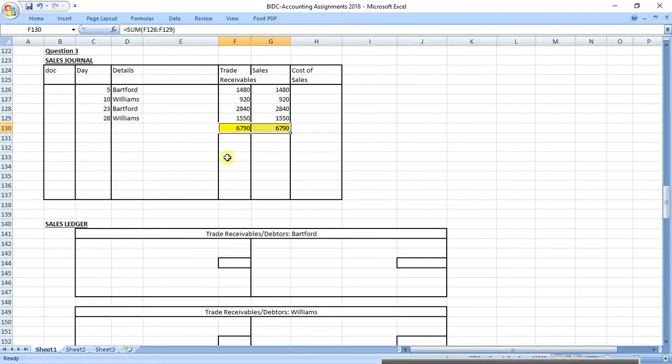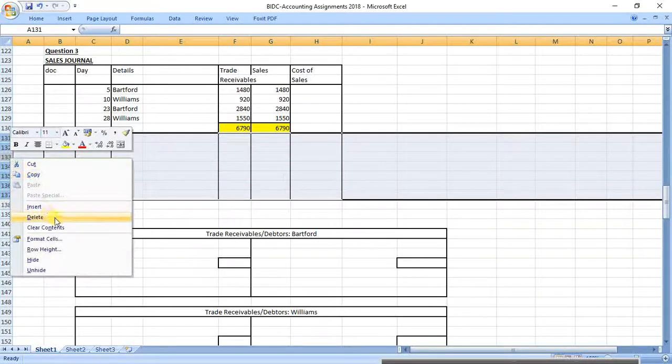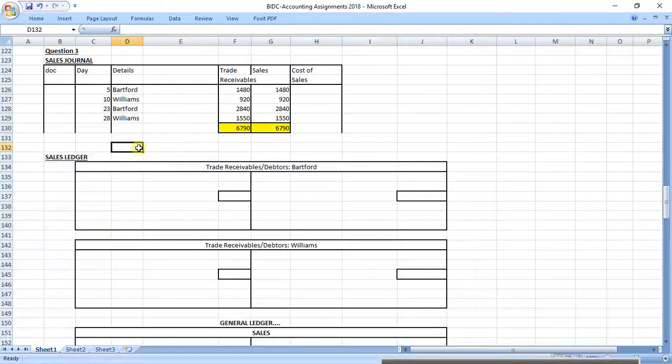Yeah. You don't have to add both columns. You can just add up the one because it would be the same. 6, 7, 9. Oh, yeah. Good. All right, perfect. So now you've done the journal. What do I do? What's the next step in the accounting process? To post it to the ledger.